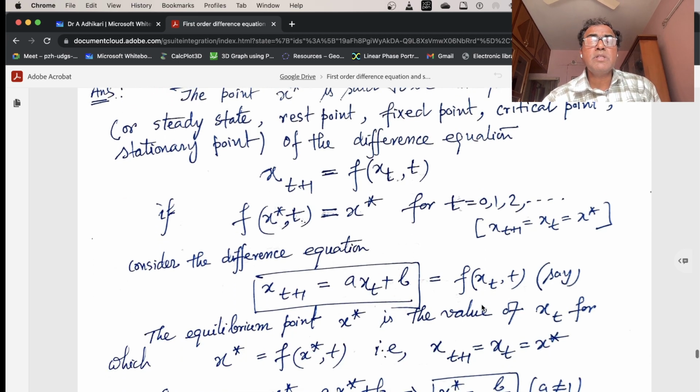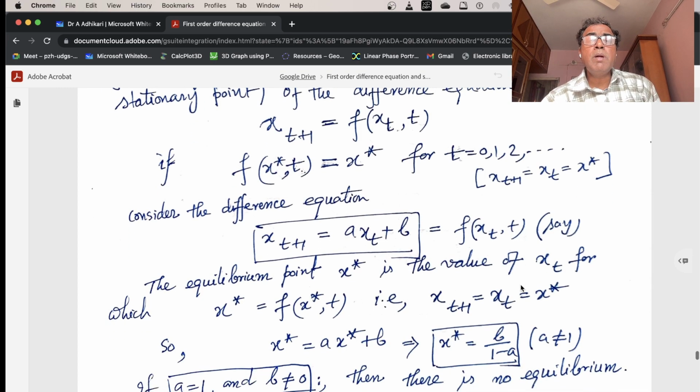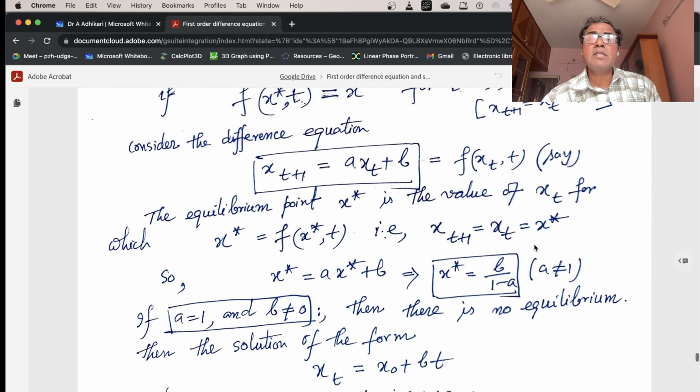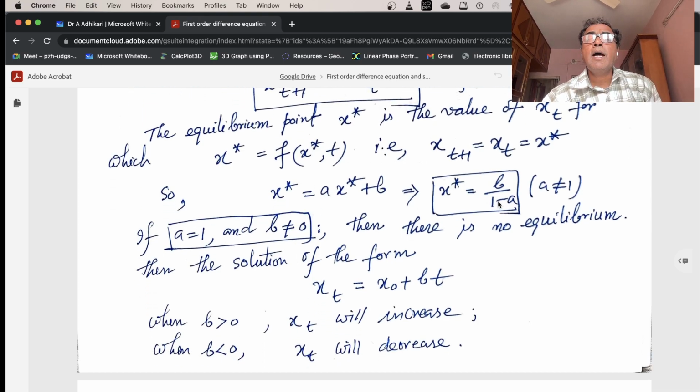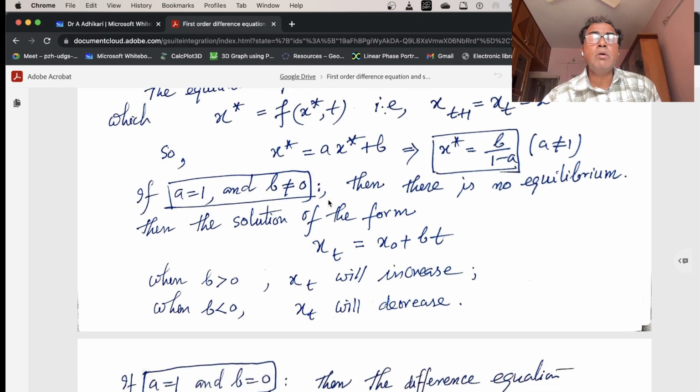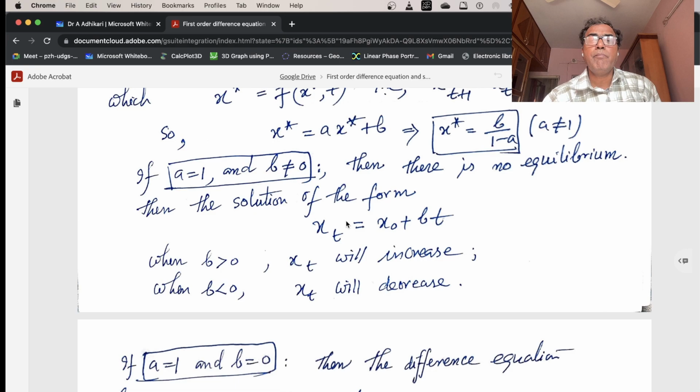So consider the difference equation x_{t+1} equal to a x_t plus b. We say this right-hand expression a x_t plus b equal to f of x_t comma t. The equilibrium point x star is the value of x_t for which x star equal to f of x star comma t, that is this. So we get after simplification x star equal to b by (1 minus a) for a not equal to 1. If a equal to 1 and b not equal to 0, then there is no equilibrium. So the numerator is non-zero, but the denominator is 0, so it is undefined, so no equilibrium point.